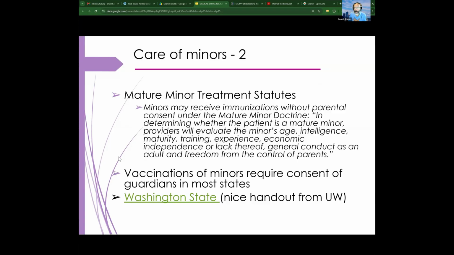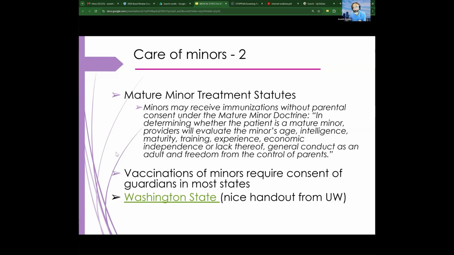Now, the mature minor treatment statute, which is referenced in the question stem. So minors can receive immunizations or other treatment without parental consent under the mature minor doctrine, and this requires the clinician to be able to evaluate and attest that they think that the minor has the intelligence, the maturity, the training, the understanding, and the independence that allows them to make an appropriate decision that they understand, and they're in a situation where they would be able to do that free from the consent and control of their guardian.